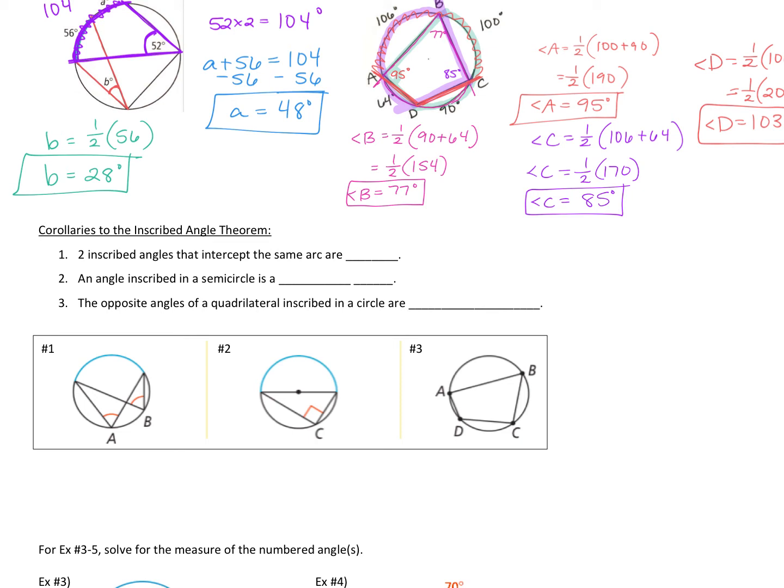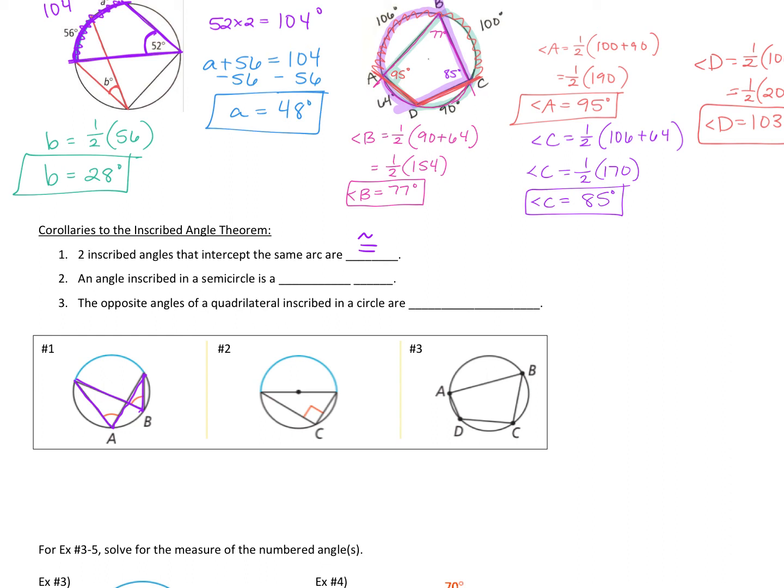The first one says 2 inscribed angles that intercept the same arc. So if you look here, angle A opens up to the blue arc, and angle B opens up to the blue arc. If they open to the same arc, what's true of the angles? They're congruent. They will be congruent because their arcs are the same. Therefore, you cut those in half, you're going to get the same number, right? So if they open up to the same arc, they are congruent.